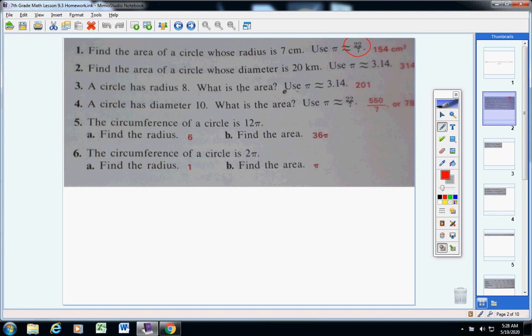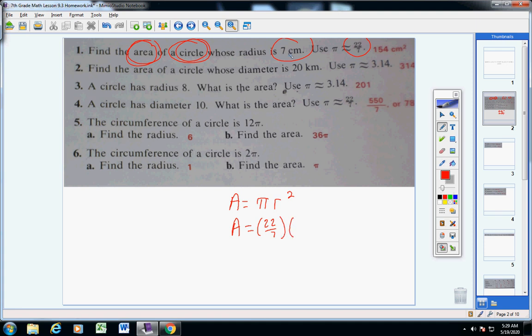And here we go. Okay, number 1, find the area of a circle whose radius is 7 centimeters. So we're going to find the area of a circle whose radius is 7. And we're going to use this for pi. So area of a circle is pi r squared, right? And that's what we're doing, finding the area of a circle. So area equals, for pi, we're going to use 22 over 7.